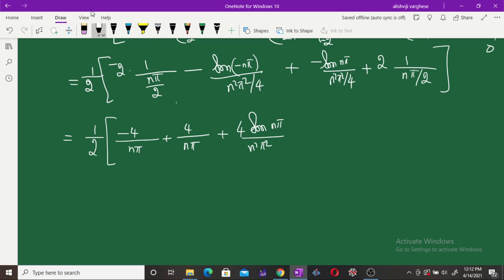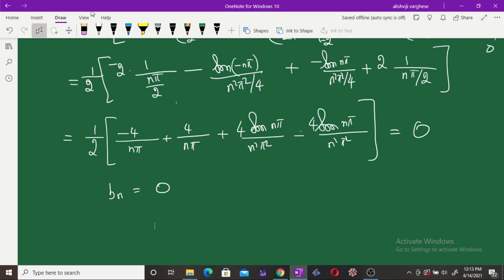And here it is minus sine n pi divided by n square pi square into this 4 comes here. So ultimately these two terms will get cancelled, and these two will get cancelled, and the answer is 0. So what we have is bn is equal to 0.